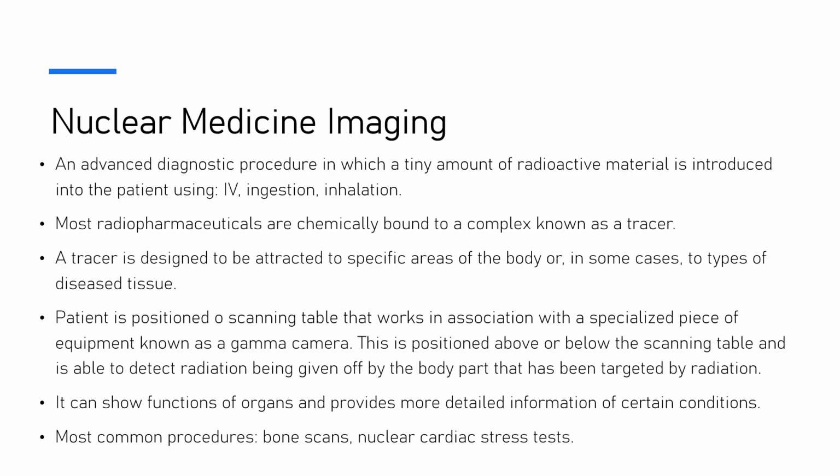diseased tissue. The patient is positioned on a scanning table that works in association with a specialized piece of equipment known as a gamma camera. This is positioned above or below the scanning table, and it is able to detect radiation being given off by the body part that has been targeted by radiation. It can help show functions of organs and provide more detailed information of certain conditions. And our most common procedures, like I mentioned earlier, are going to be bone scans and nuclear cardiac stress tests, and then we also have the PET scans.